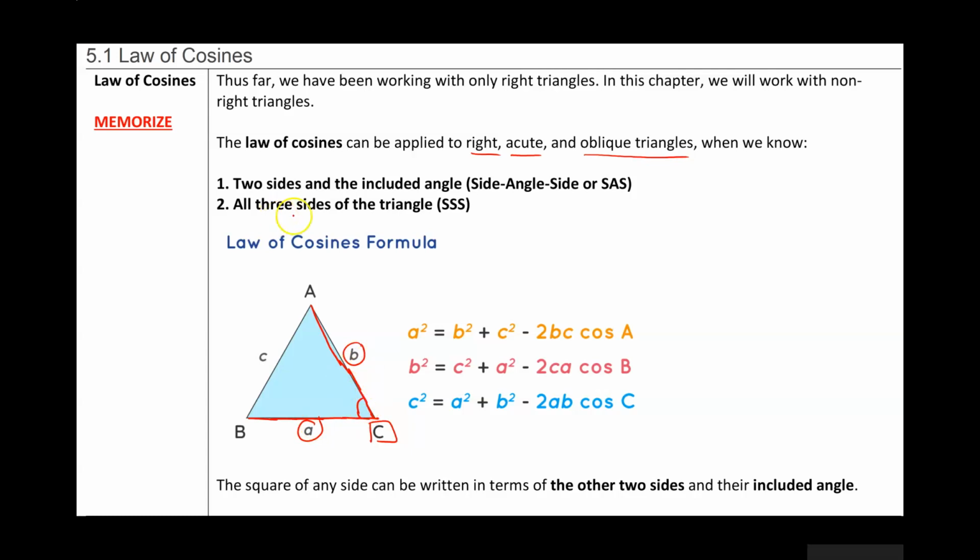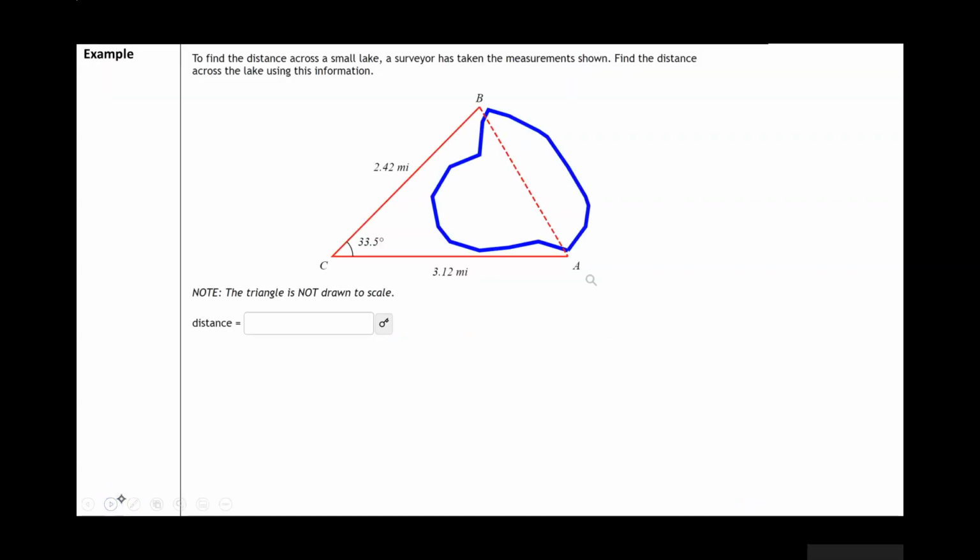If we know all three sides of a triangle, we can also use the law of cosines. The law of cosines is a squared equals b squared plus c squared minus 2bc cos A, and we can use this for any of the sides of the triangle. So the square of any side can be written in terms of the other two sides and their included angle. Let's take a look at some examples.